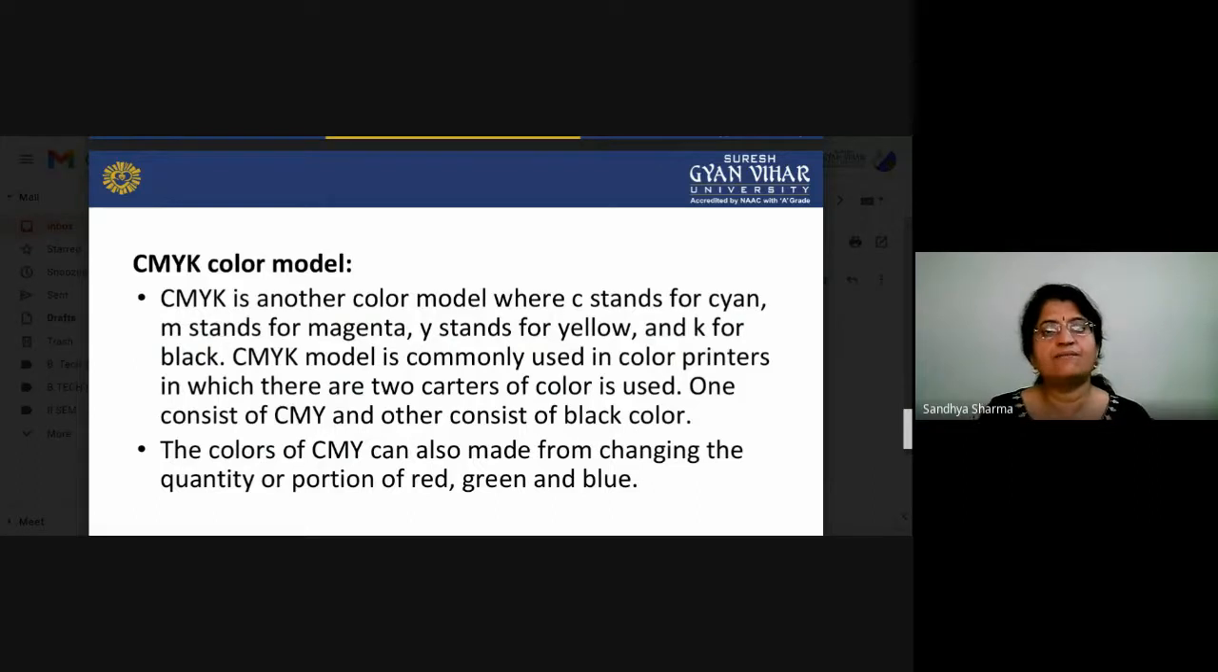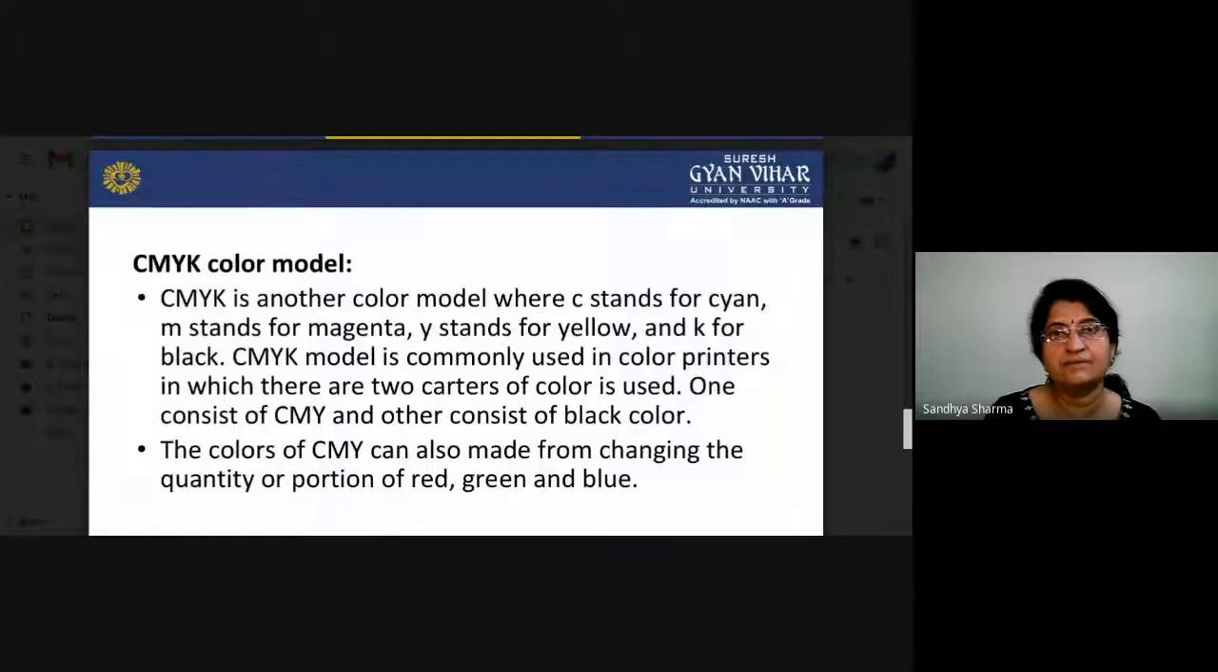Now another one is the CMYK color model. So what is a CMYK color model? CMYK is another color model where C stands for cyan, M stands for magenta, Y stands for yellow, and K for black. The CMYK model is commonly used in color printers, in which two patterns of color are used. One consists of CMY and the other consists of black color. That is the basic reason. And the colors of CMY can also be made by changing the quantity or portion of red, green, and blue color.